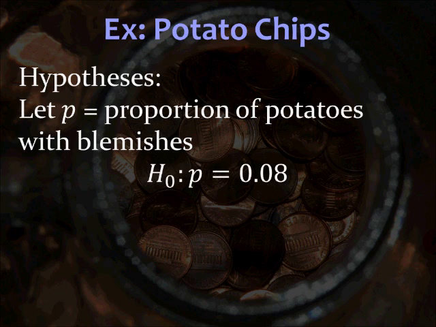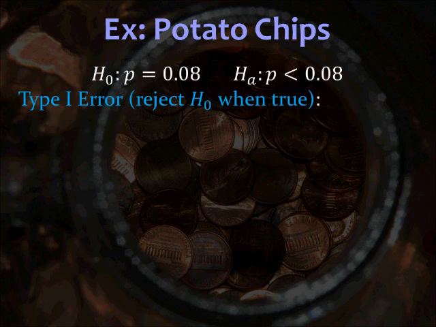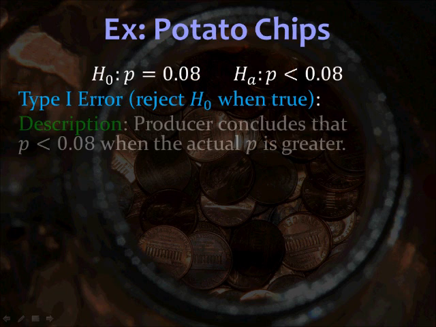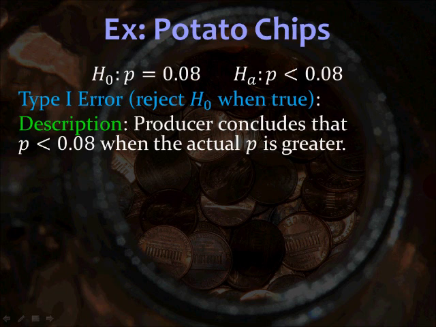Our null hypothesis is that the proportion of potatoes with blemishes is 0.08 or technically higher. So we'll just put P equals 0.08. The alternative, which is what the potato chip producer wants to find, is that the proportion of potatoes with blemishes is less than 0.08. So, our type 1 error, we're going to reject the null when it's actually true. Again, the null is whether it's 0.08 or possibly higher. The producer concludes that the proportion is actually less than 0.08 when the actual P is greater. You're rejecting the null even though it's true.